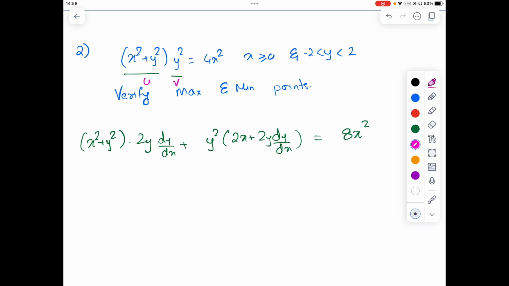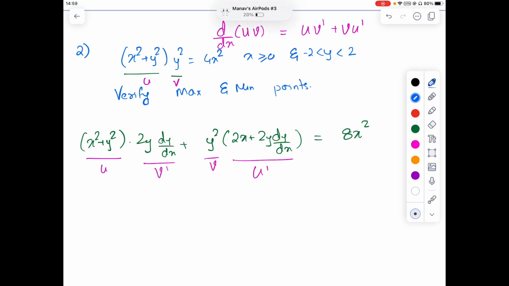So what am I going to do with that? u v prime and v u prime. So derivative d by dx of uv will be nothing but uv prime plus vu prime. So I have used that formula, the product rule, to get the derivative for the left hand side. Next, what am I going to do? I'm going to expand that.